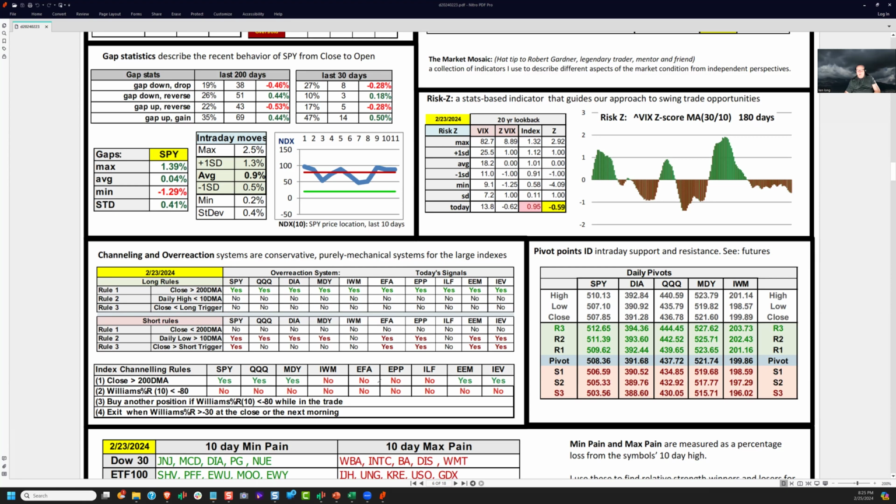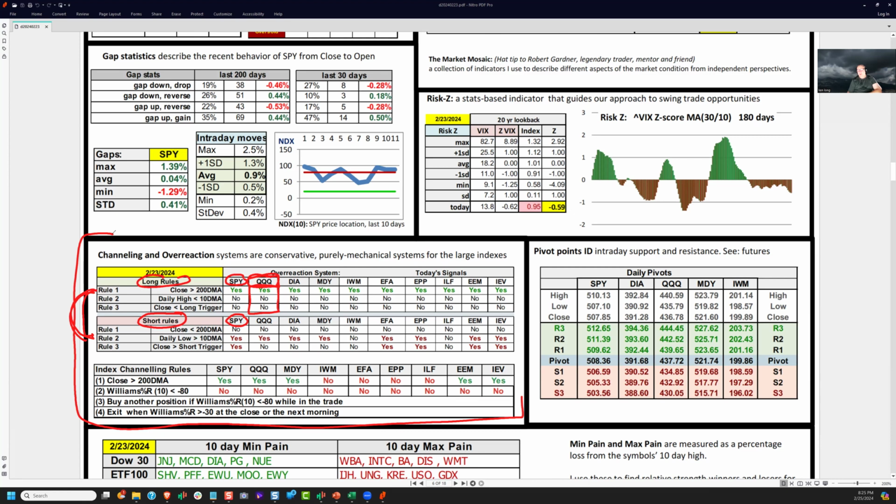All right, so that's what the rules on the long side are. These are the same rules, but on the short side, they are mirror image. And it's the same set of symbols. And then if all three of these signals fired, yes, yes, and yes, then that symbol turns green.